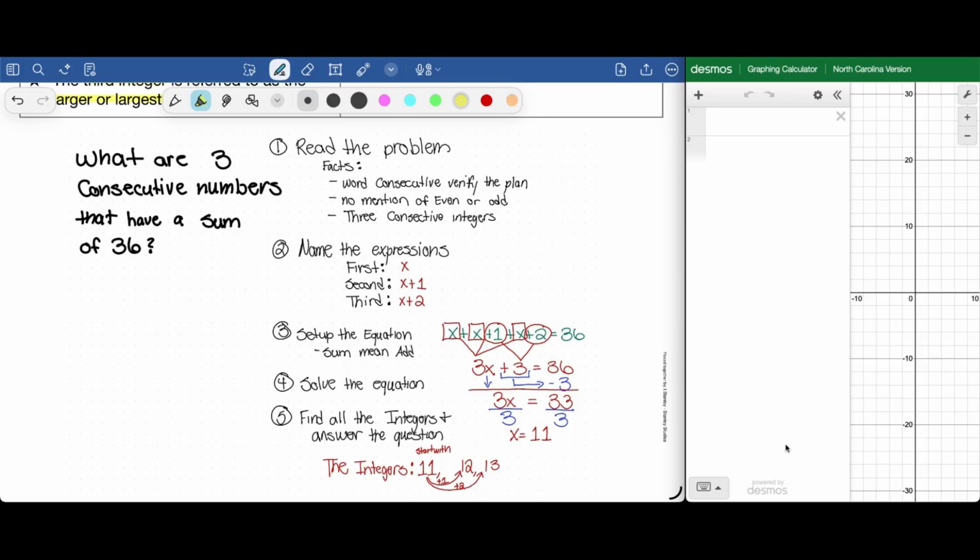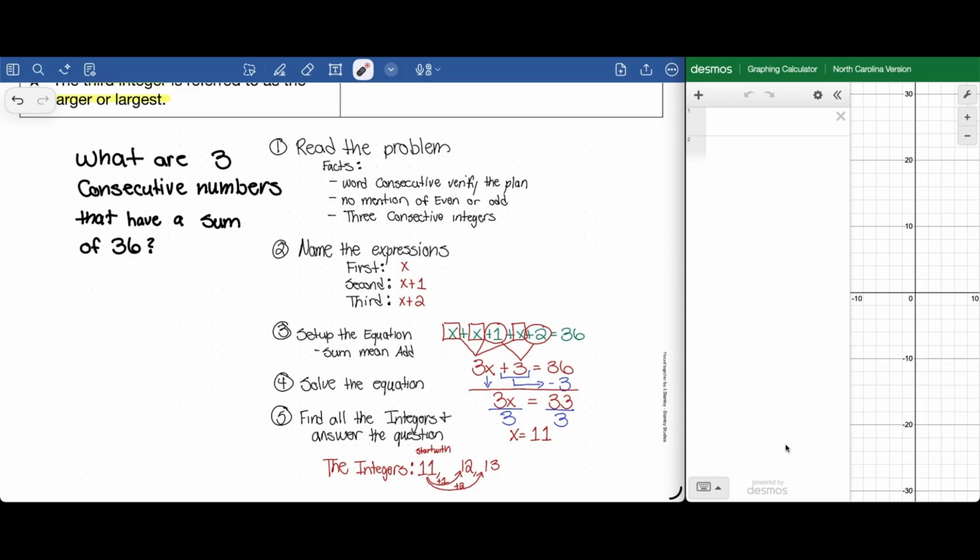So three numbers we're looking for. Consecutive means they're in a row and they have to add up to be 36. So if we follow the steps that are given, the first thing we're going to do is read the problem. And when we read the problem, we'll pick out our key facts or key information from that problem. Like when we read it, you'll see it says the word consecutive. Consecutive verifies the plan, meaning we're looking for three numbers in a row. There was no mention of even or odd, and we're looking for three numbers. Okay. So three consecutive integers, meaning again in a row.